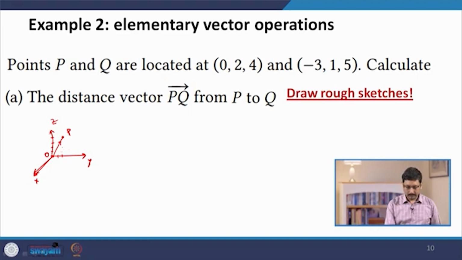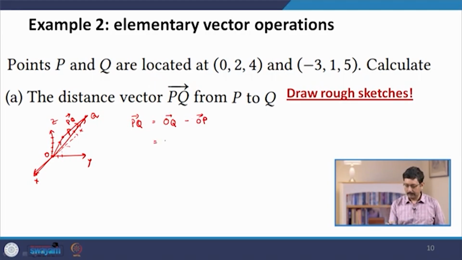Similarly, minus 3, so that is on the other side inside the screen, and 1. So, you have to go 1 step along the y direction and then 5 steps along the z direction. So, point Q will be located somewhere in here. Remember this is in 3D. So, something like this. Then from P to Q, this vector represents the distance vector from P to Q. Now, if I look at this picture, I can see that this PQ, by applying the laws of vector addition, is OQ minus OP.